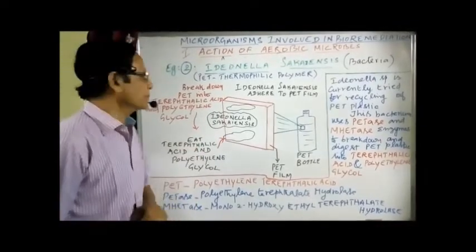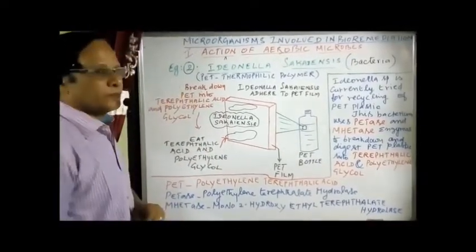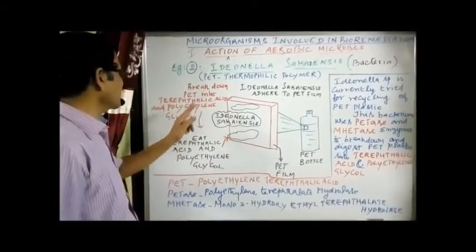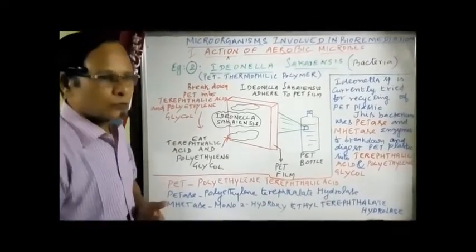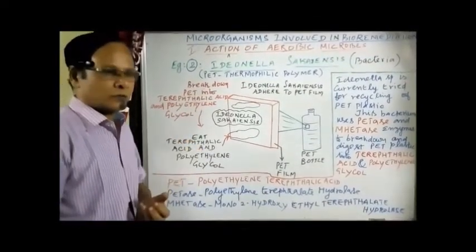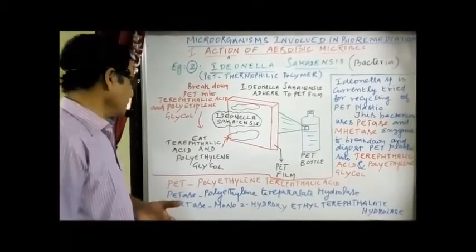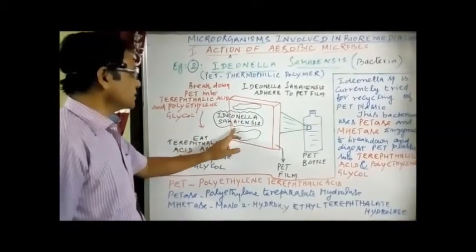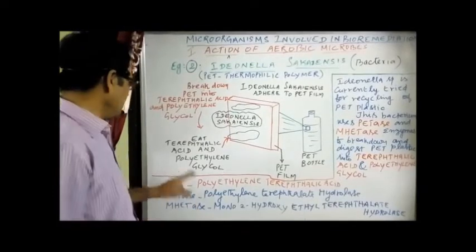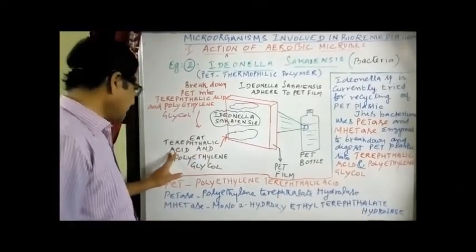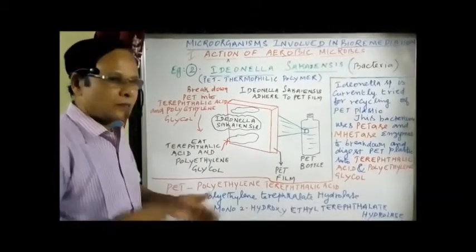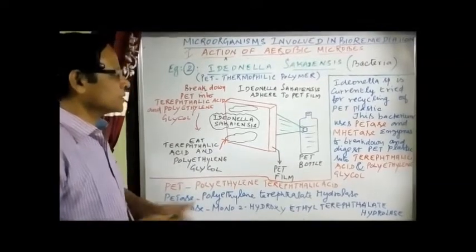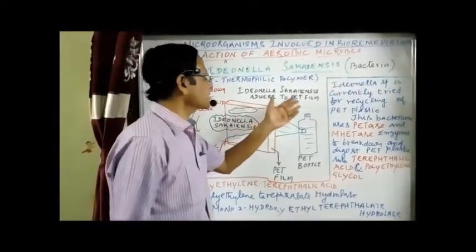What it normally does, it breaks down PET into two components. One is terephthalic acid, another one polyethylene glycol. While doing so, they are getting the carbon source for their fixation. So once they are broken down, these bacteria, Ideonella sakiensis, found on the surface of the bottle, eat terephthalic acid and polyethylene glycol. In that way, they remove the PET plastic. So the recycling of PET plastic depends mainly on Ideonella sakiensis.